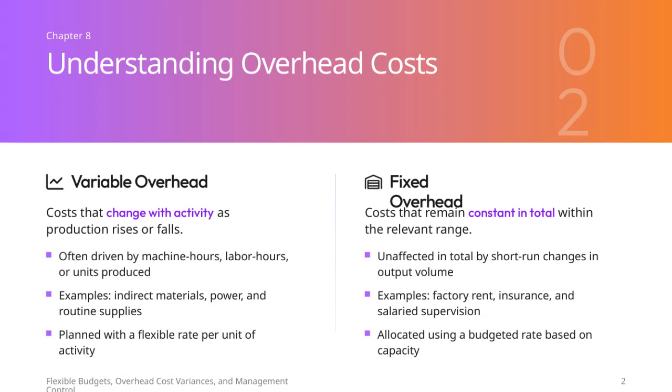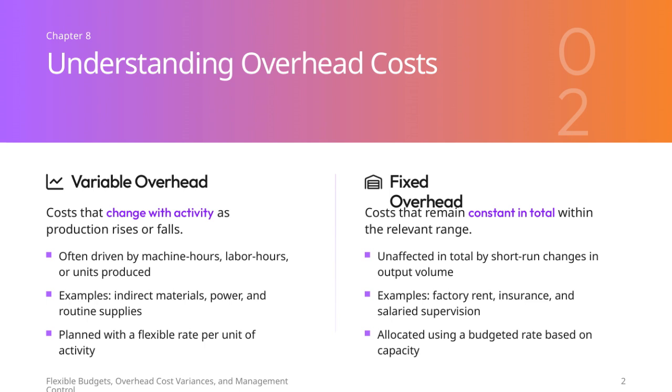In this section, we'll explore the two main types of overhead costs, variable and fixed overhead. Variable overhead costs fluctuate directly with production activity. This means as the number of machine hours, labor hours, or units produced increases or decreases, these costs go up or down accordingly. Common examples include indirect materials, power consumption, and routine supplies. To manage these, companies often use a flexible rate per unit of activity, allowing for better planning and control.